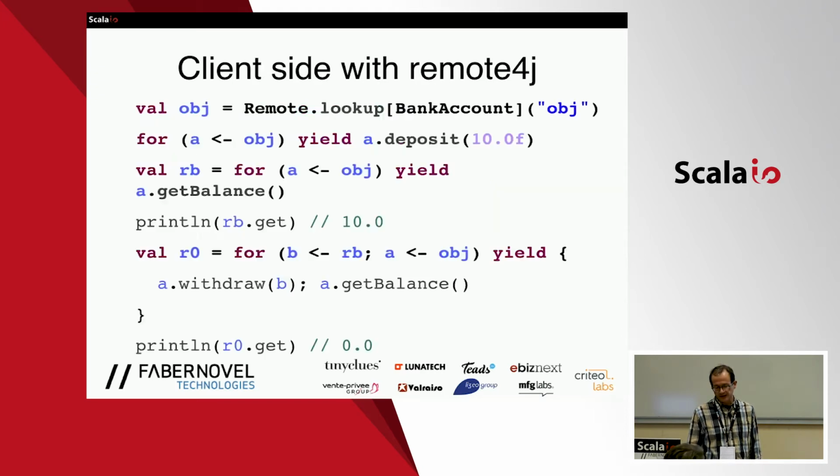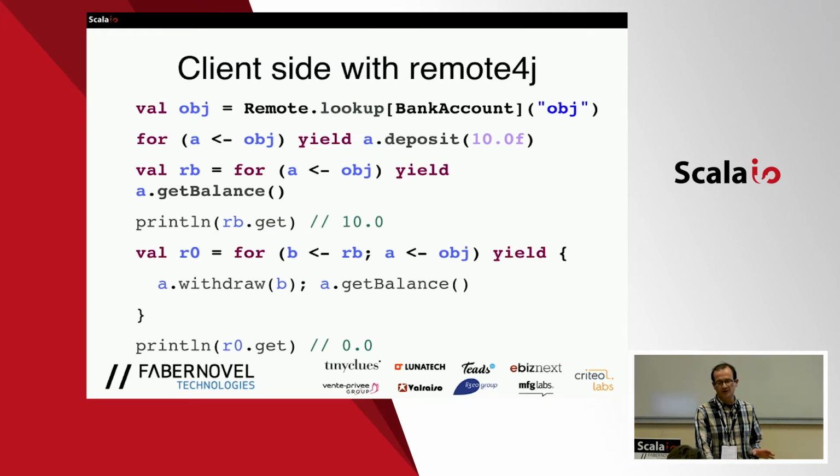On the client side, you make a reference to your name, obj here. You get a remote object, and you will have to use a for comprehension to deal with the fact that you don't access your business object directly, but you have to go through the remote monad. So here, obj is a remote object.